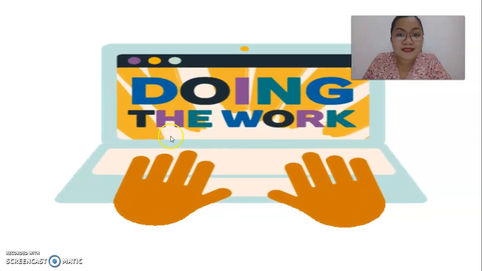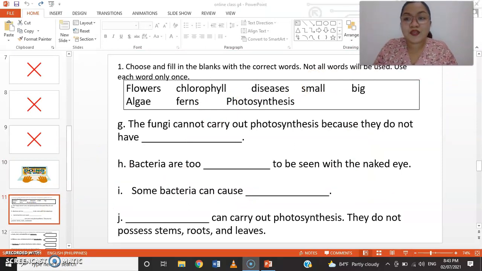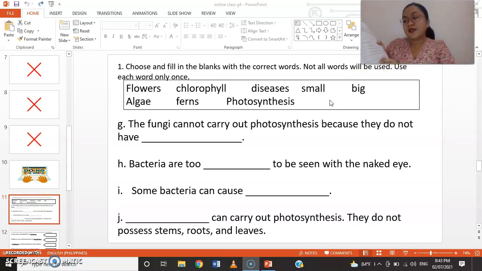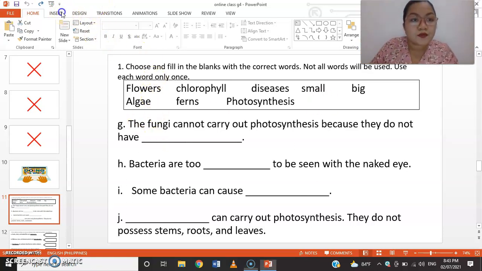So last week, you answered page 3 and 4, right? Okay, get your workbook. Last week you answered page 3, letters A, B, C, D, E, F. So now let's try to answer letters G, H, I, and J. So again, you're going to write the correct answer. Let's try to answer letter G.